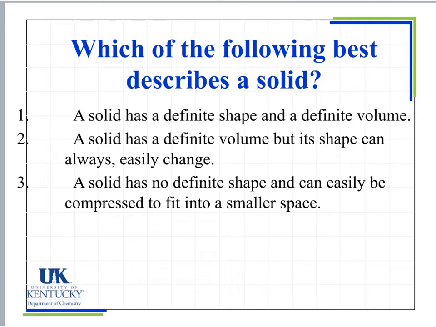Okay, so think about the solid state. Which of these three best defines the solid state? If you choose A, which is the right answer, you know that a solid has a definite shape and a definite volume. But why? Why does a solid have a definite shape and definite volume? We're going to study deeper into the molecular level to see why this happens.